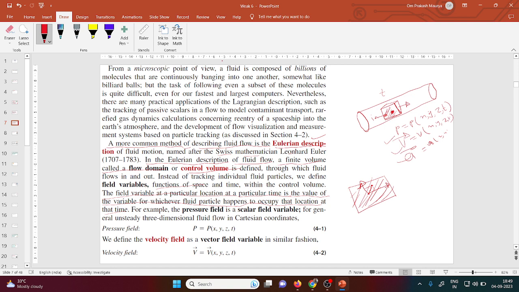For example, the pressure field is a scalar field variable for a general unsteady three-dimensional flow. Unsteady means that, in the steady case, there is no time dependence. But for unsteady three-dimensional fluid flow in Cartesian coordinates, p is a function of x, y, z, and t. And the velocity is a vector field variable. If the direction changes, the velocity changes. Say the fluid is moving in this direction with a velocity of 2 meters per second. If the fluid moves in a different direction with the same magnitude, the velocity is different because the direction has changed.